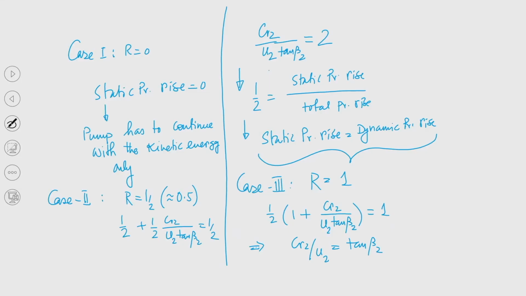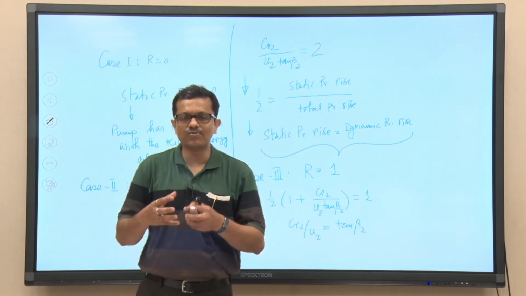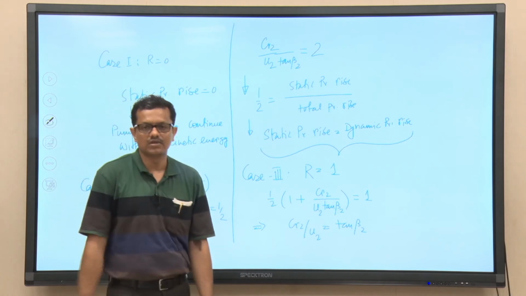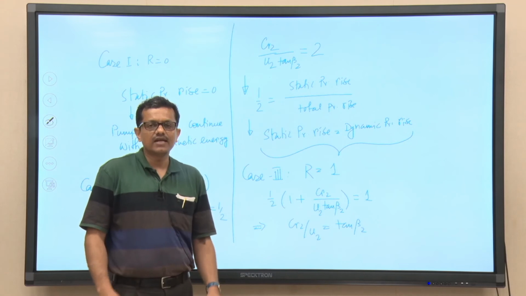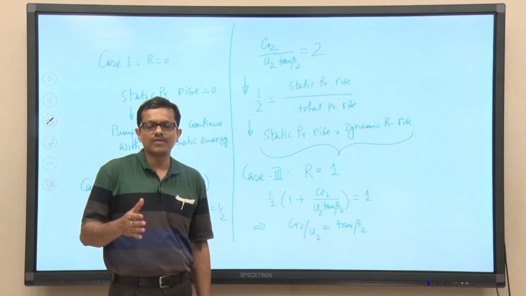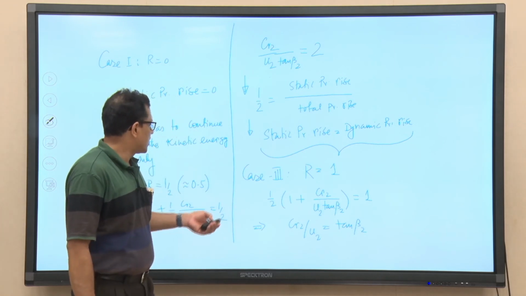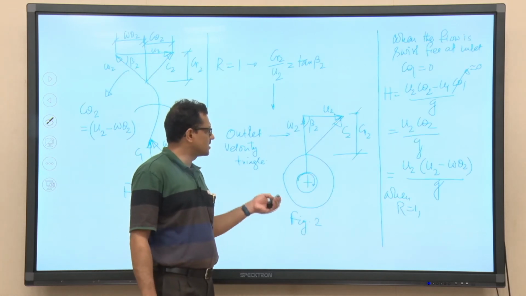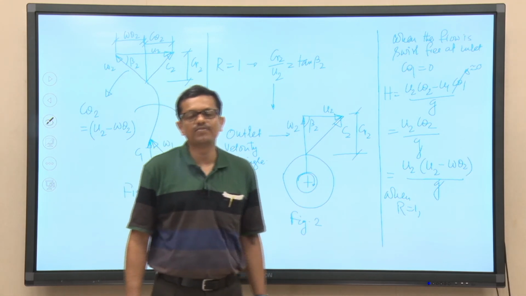Case 2, when R equal to half, 0.5. From the mathematical expression we have seen, but eventually we have arrived at this conclusion that the static pressure rise will be equal to the dynamic pressure rise, that is, these two pressure components will contribute equally, so that the total head which will be developed will be equally shared by them, right. Last case, when R equal to 1, we have seen by this exercise that we will not get any head at all. So, the net head developed by the pump will be equal to 0.